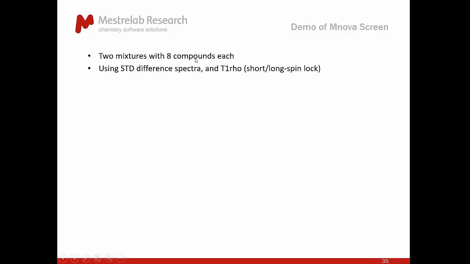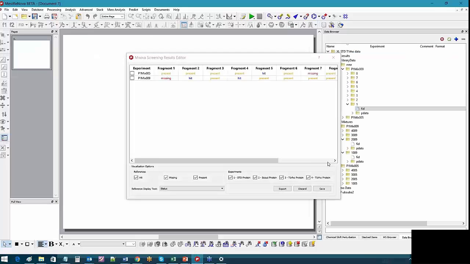Right now I want to give a brief demo of Mnova Screen on just 2 mixtures, each with 8 compounds. Here we have STD difference spectra and a T1 rho pair, spin-lock and non-spin-lock. So we can analyze and tell which one's changed, which one's a possible hit. Now I will switch to Mnova.